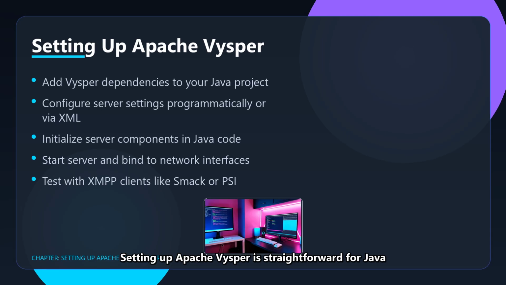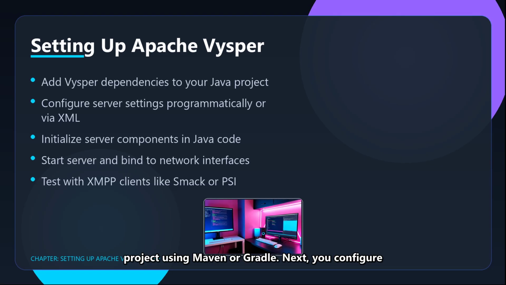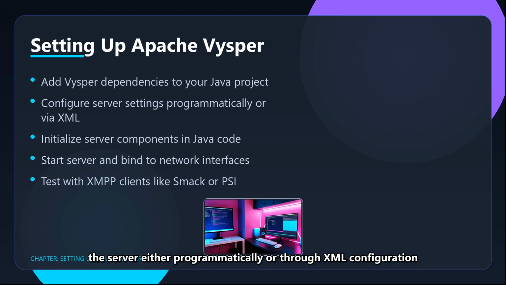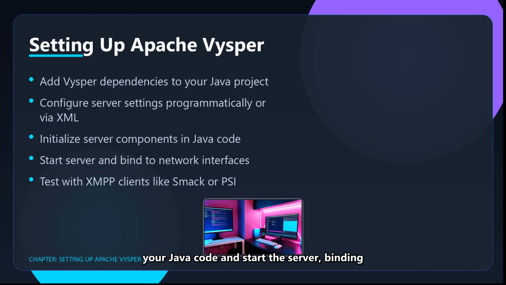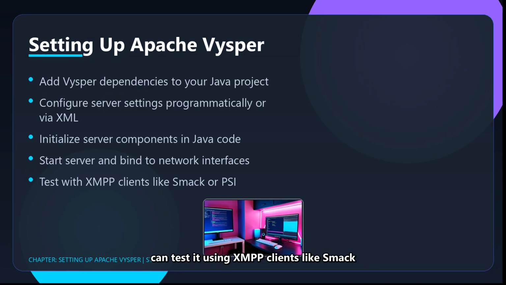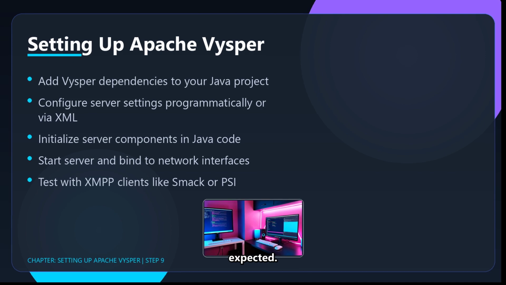Setting up Apache Vysper is straightforward for Java developers. First, you'll add Vysper's dependencies to your project using Maven or Gradle. Next, you configure the server either programmatically or through XML configuration files. Then, you initialize the server components in your Java code and start the server, binding it to the appropriate network interfaces. Finally, you can test it using XMPP clients like Psi or Smack to ensure everything is working as expected.